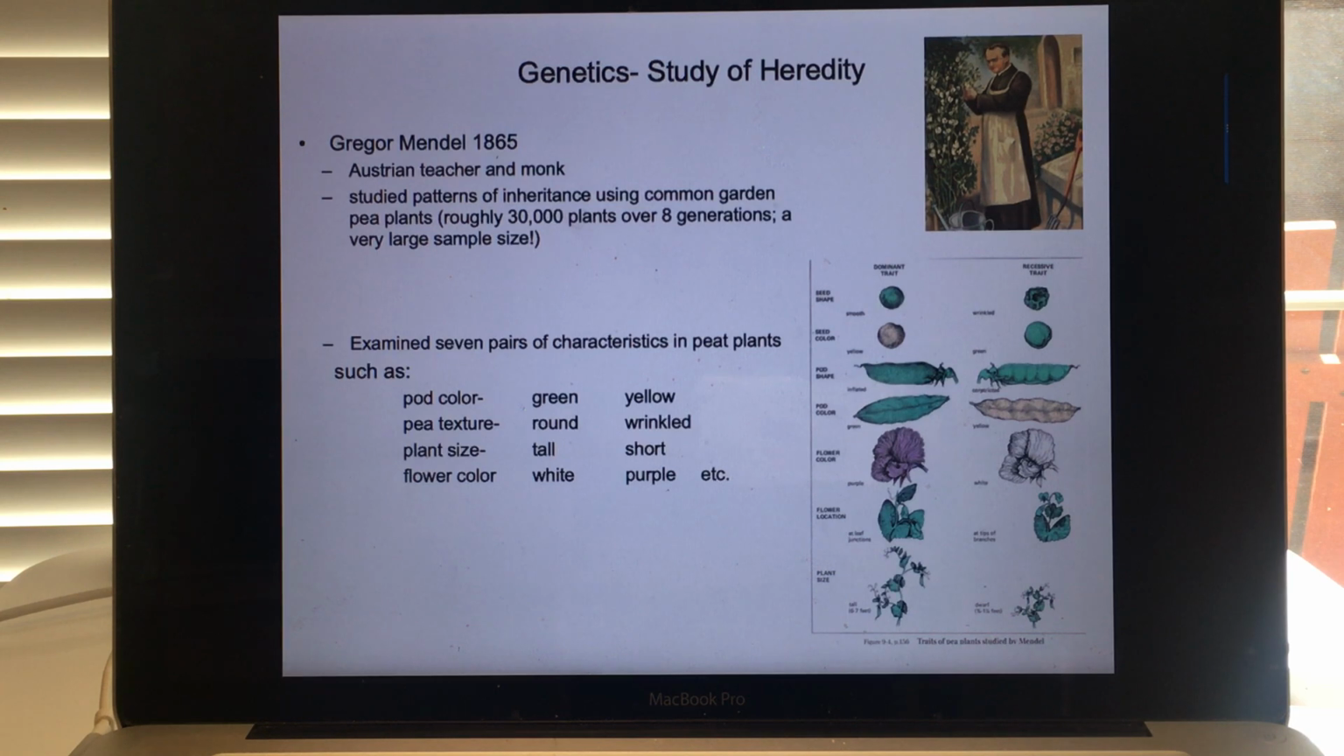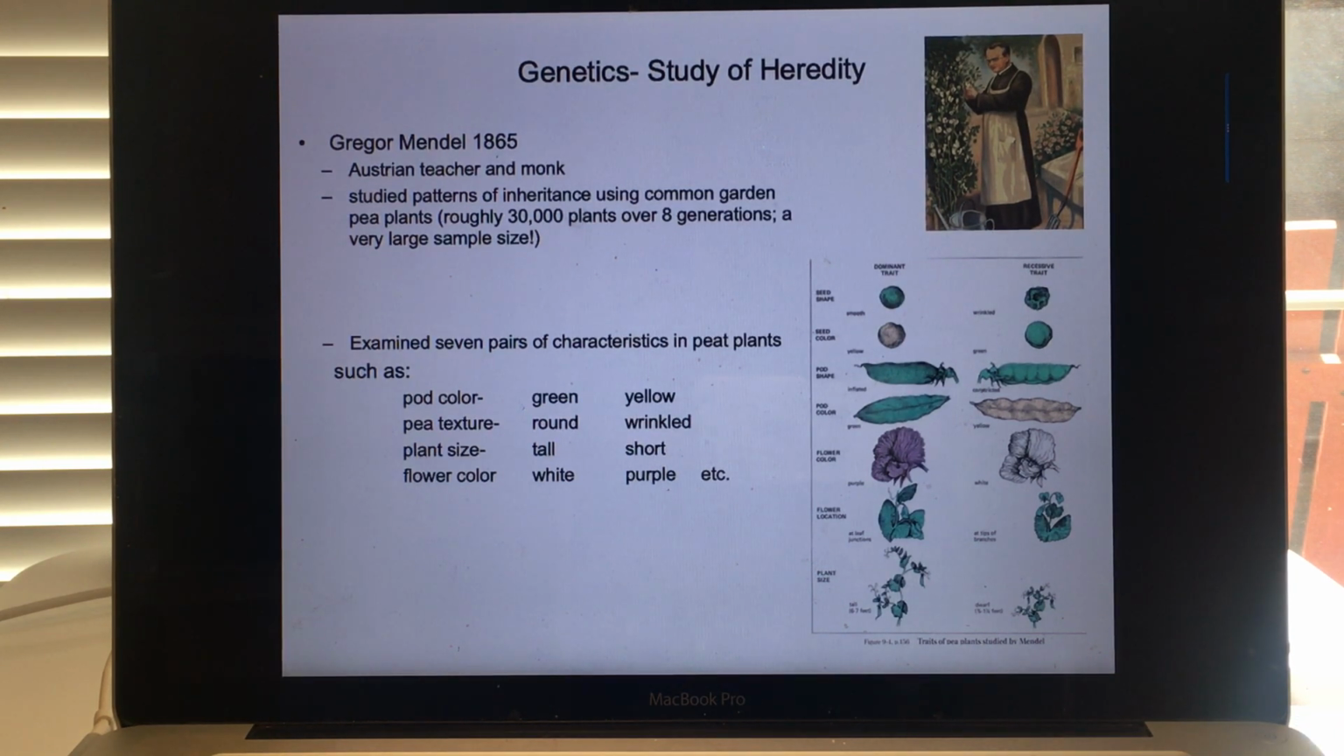And he came up with 3 laws of inheritance that we still follow today, but he didn't really know the biology behind them. And it's kind of amazing that he came up with these just based on observations and math without knowing the biology behind it. And we now know why that biology works, but we'll get back to that in a minute.